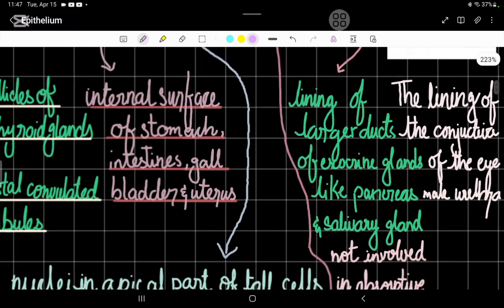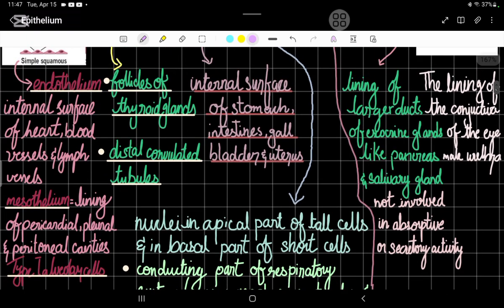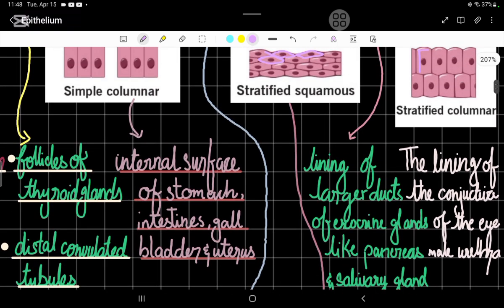Examples of stratified cuboidal epithelium are found in the larger ducts of exocrine glands, such as the pancreas and salivary glands, not involved in absorptive or secretory activity. They are only lining it, not secreting substances.